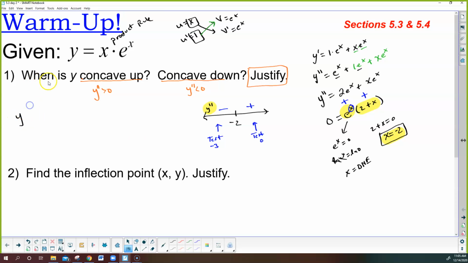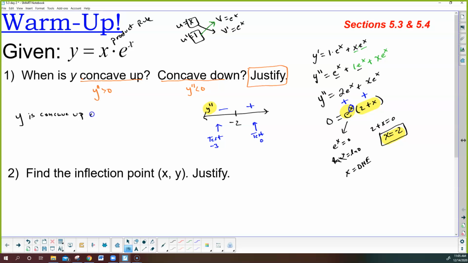I should state what is concave down. If I just said it is concave down, that's not good enough. We want to be specific. What is it? It is the function y. So y is concave down, up. Let's deal with concave up first.